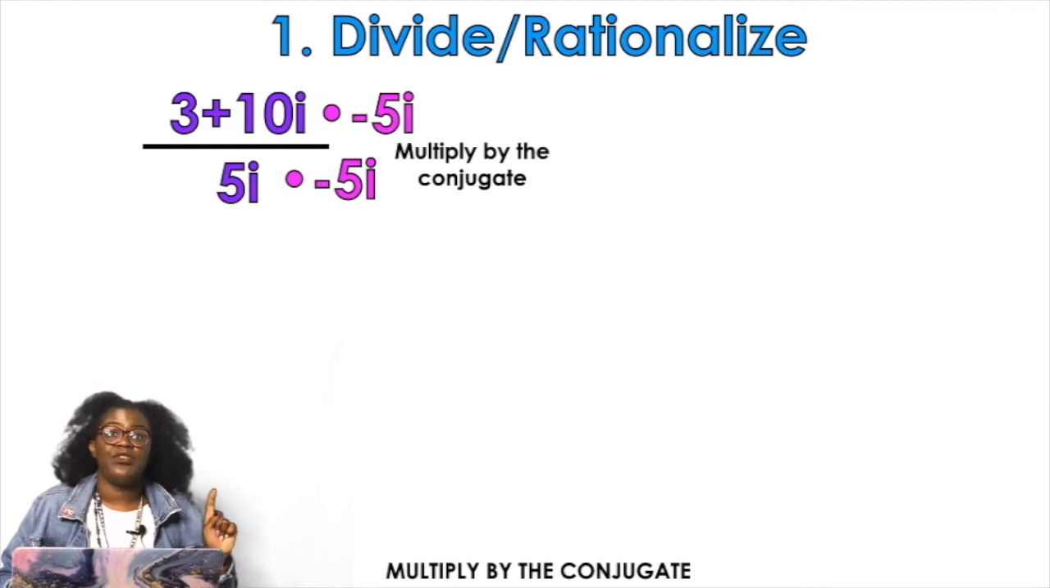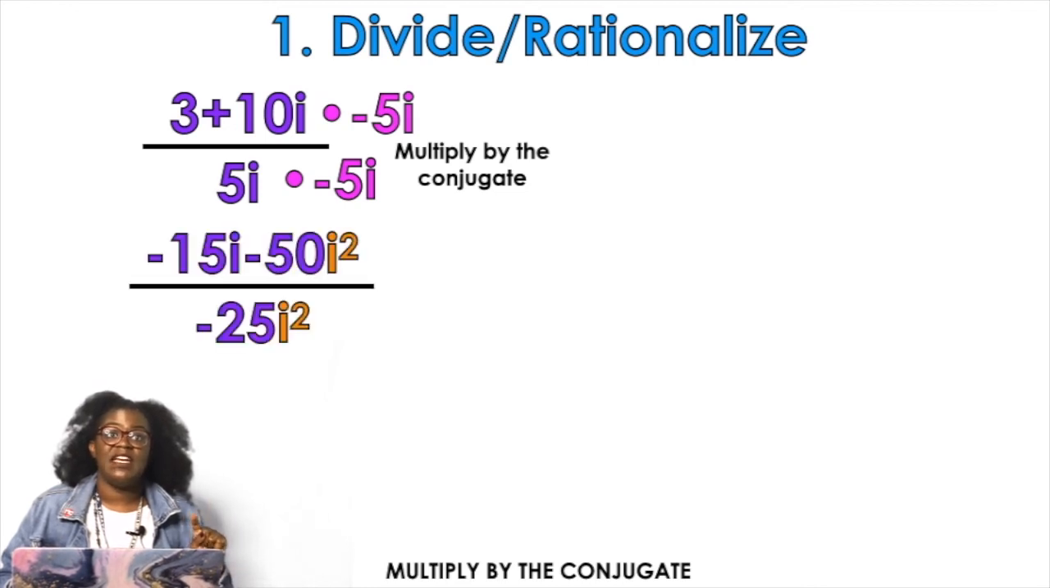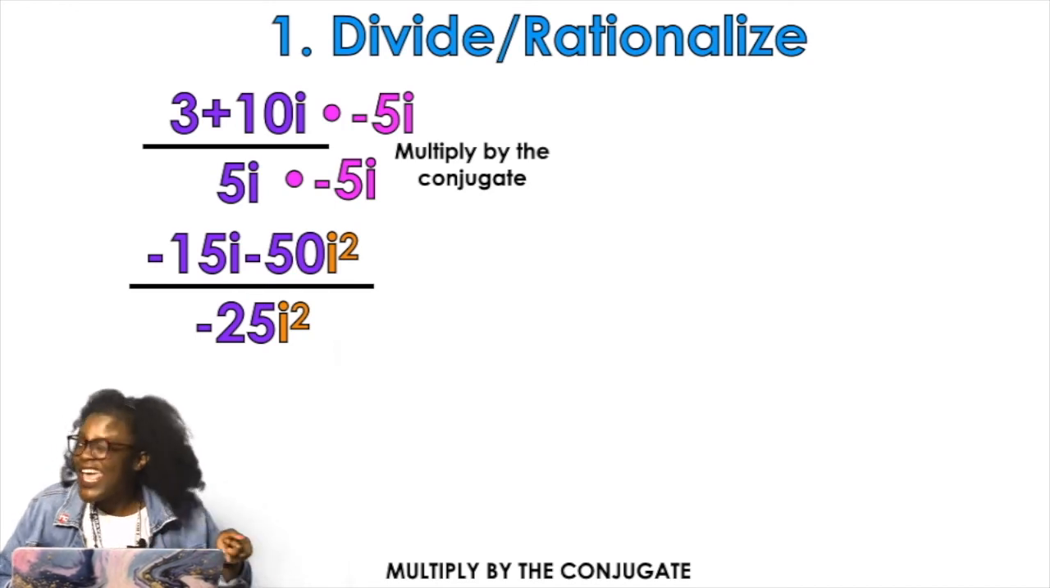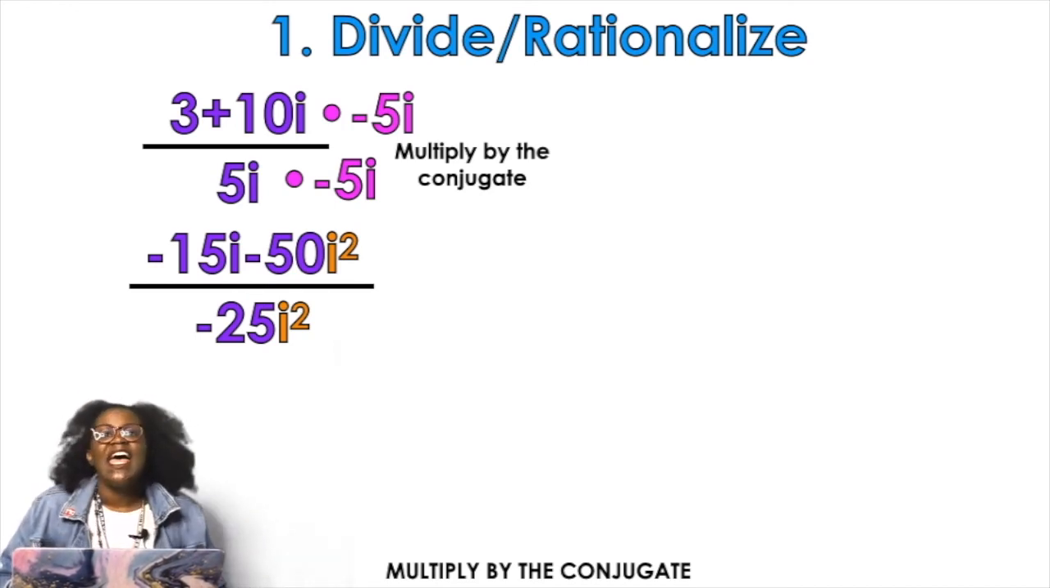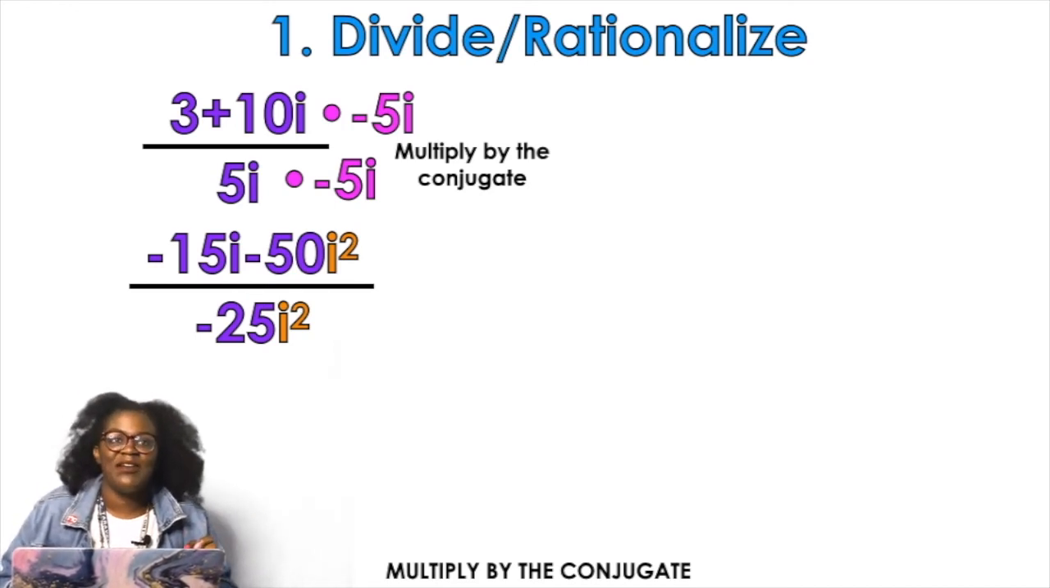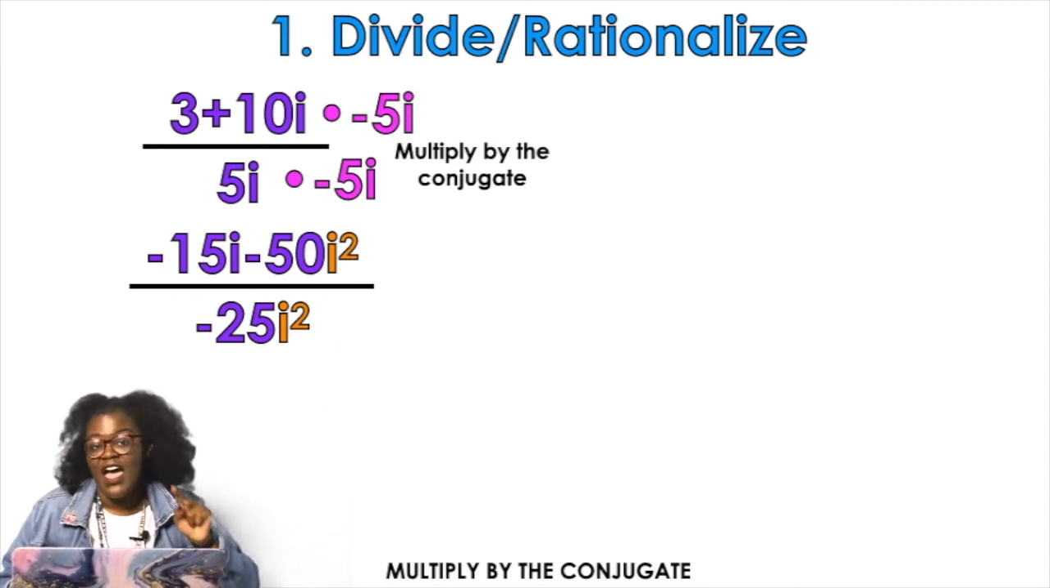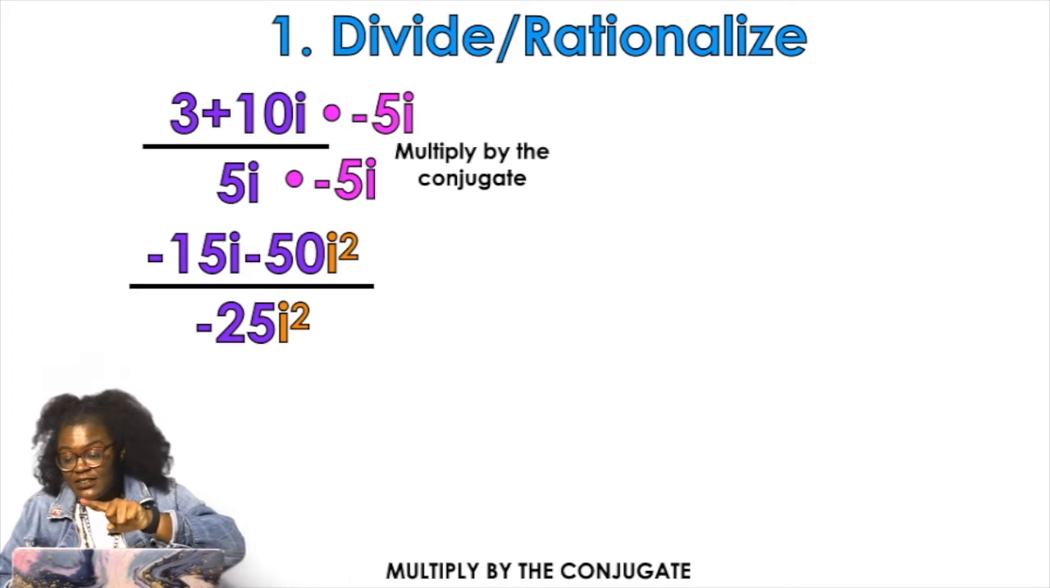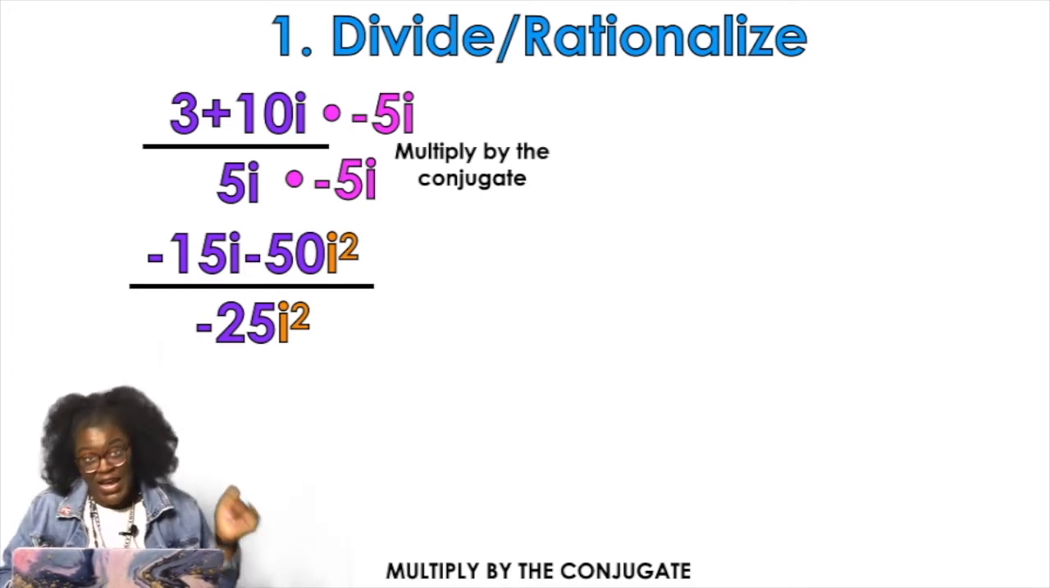On the top, 3 times negative 5i is going to give me negative 15i. 10i times negative 5i is going to give me negative 50i squared, hint, hint, wink, wink. And then on the bottom, 5i times negative 5i is going to give me negative 25i squared. Whew, that was a mouthful. So what are we going to do now?